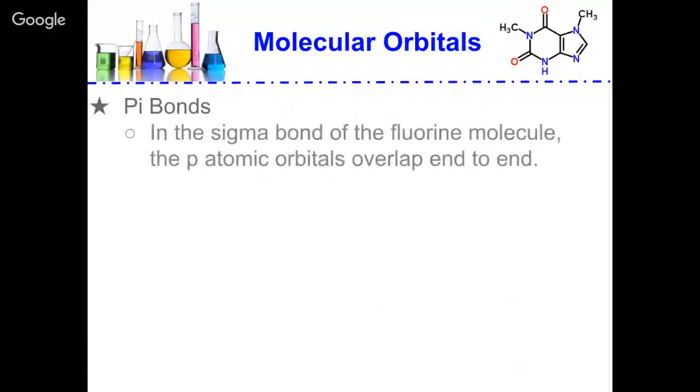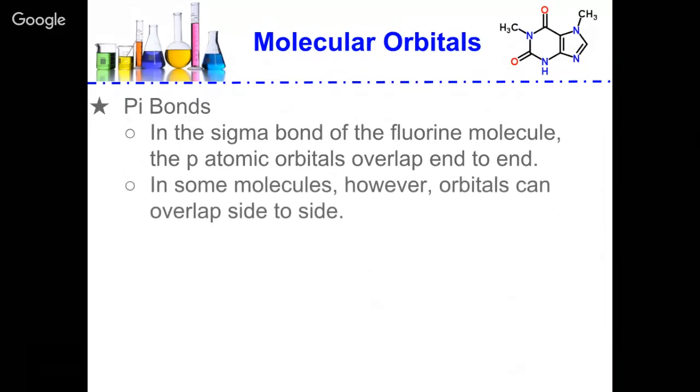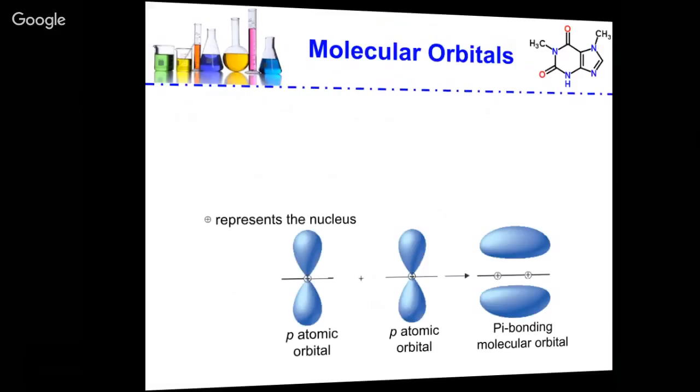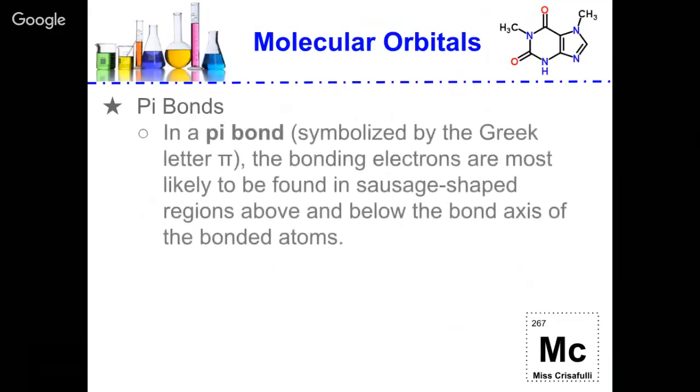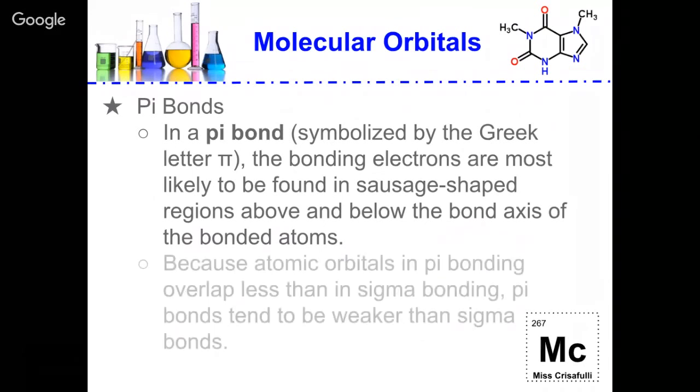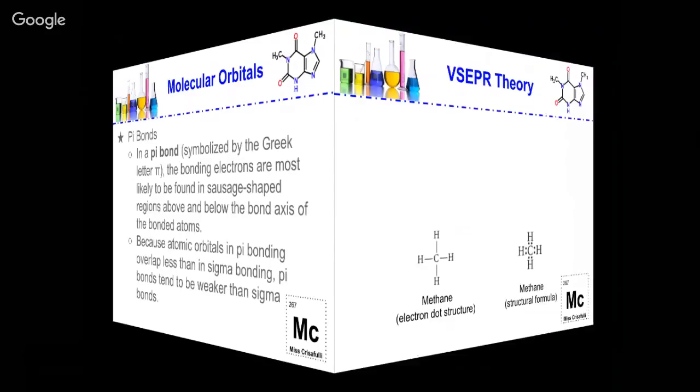So let's talk about pi bonds. In a sigma bond of fluorine, the p orbitals overlap end to end, and in some molecules, orbitals can overlap side to side. So when we look at p orbital overlap like this, we call them pi bonds, because you have two lobes and they're going to overlap on the top and on the bottom, and they're going to form a pi bond. In a pi bond, symbolized by the Greek letter pi, the bonding electrons are most likely to be found in a sausage-shaped region above and below the bonding axis. And because the atomic orbitals in pi bonds overlap less than in a sigma bond, pi bonds tend to be weaker than sigma bonds are.